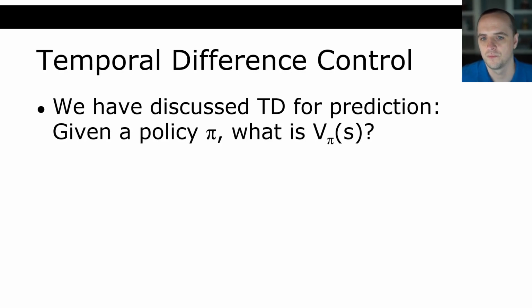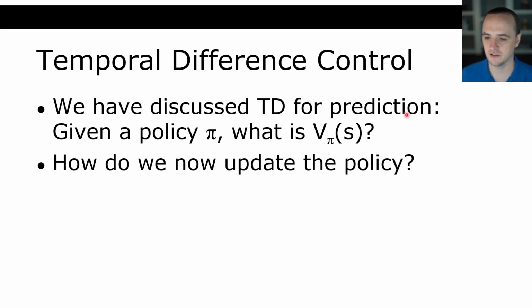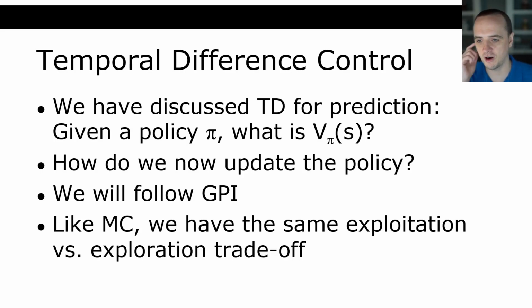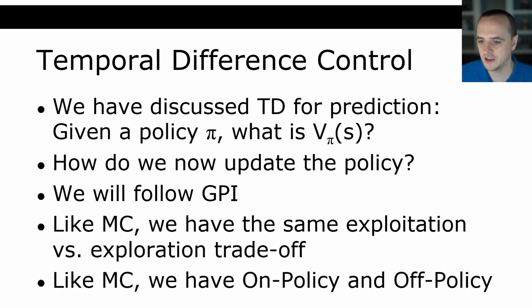Okay. So temporal difference control now. We just looked at temporal difference prediction, which is the value estimates. How do we do temporal difference control, which is the policy updates? So we've discussed TD for prediction. That means given a policy pi, what is V pi of S? But how do we update the policy? Well, it turns out it's the same thing as for Monte Carlo. We just follow GPI. So like Monte Carlo, we have the same exploitation versus exploration trade-off. And like Monte Carlo, we have on-policy TD control and off-policy TD control.